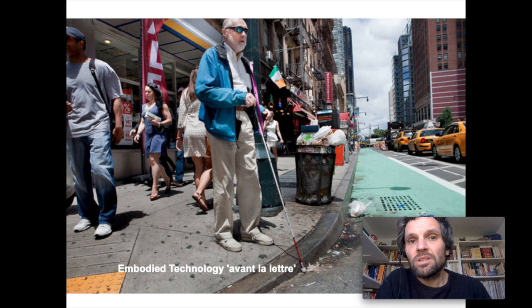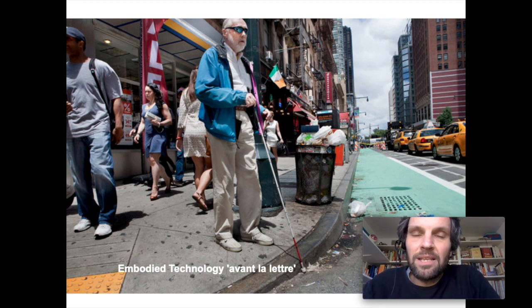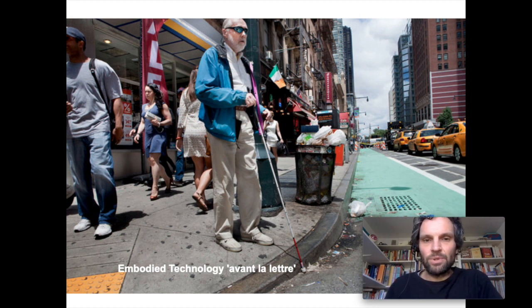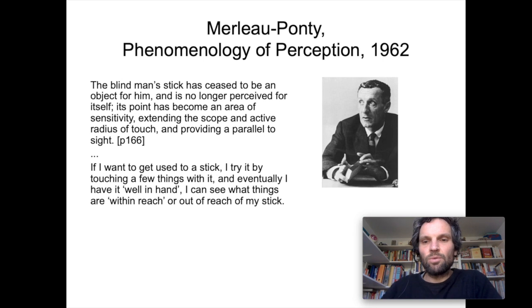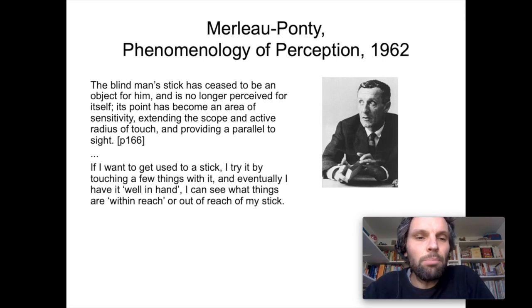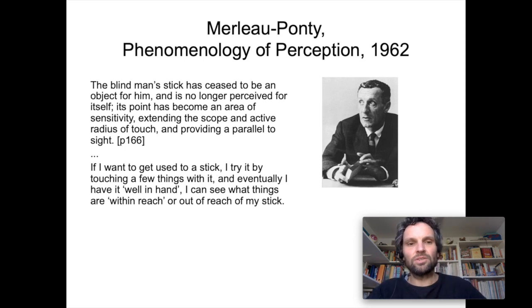The rest of the world, from the perspective and the experience of the person, begins at the tip of the cane, and the cane becomes part of the extended body of that blind person. So, in the words of Merleau-Ponty himself, he says, the blind man's stick has ceased to be an object for him, so it's not some thing outside of me that I'm looking at and thinking about. It's not outside of my mind. It's no longer perceived for itself. We don't actually see the stick. The stick is not there for us if we're a blind person using it.